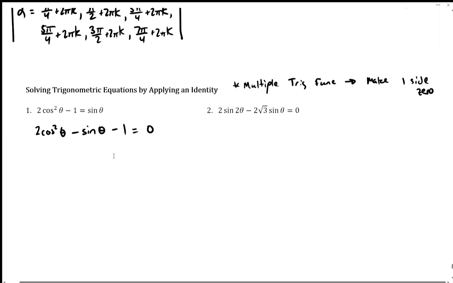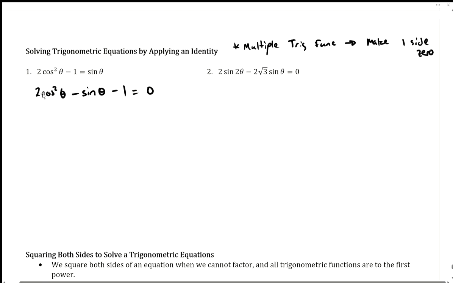So if we have a mixture of trig functions and we currently can't really do anything with factoring, then what we need to do is make them all the same trig functions. So we will apply Pythagorean's identity to help us with this problem. All right, so remember our identities. Let me squeeze those up there too.